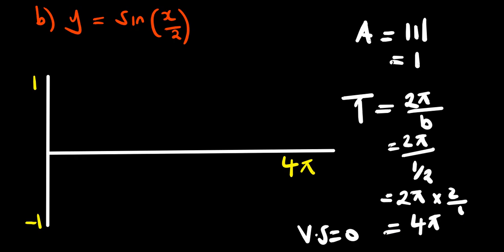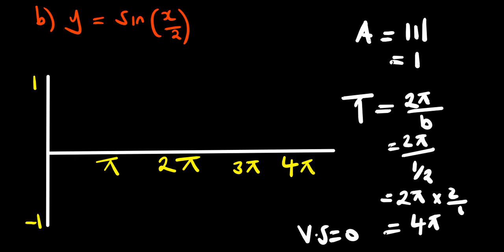Okay, now let's divide our graph into 4 parts. Okay, the half of 4 pi, you know that is just 2 pi. Then between 0 and 2 pi, I just have to half as well, so this will be pi. Then between 2 pi and 4 pi, it's just 3 pi. Okay, now I have everything that I need.